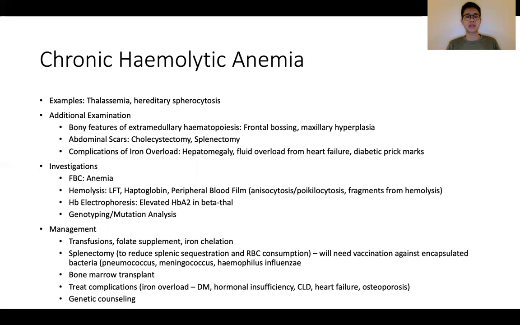genotyping and mutation analysis. Treatment-wise is generally, first and foremost, supportive with transfusions, appropriate replacement, iron chelation therapy, especially in patients who undergo long-term blood transfusion. Splenectomy, this is to reduce the splenic sequestration and RBC consumption. And it's important to remember your types of encapsulated bacteria and the vaccination that will need to be redone for these patients. Bone marrow transplant in serious cases, but oftentimes this will normally happen in the younger patients, the pediatric population, and treatment of complications, and finally genetic counseling.